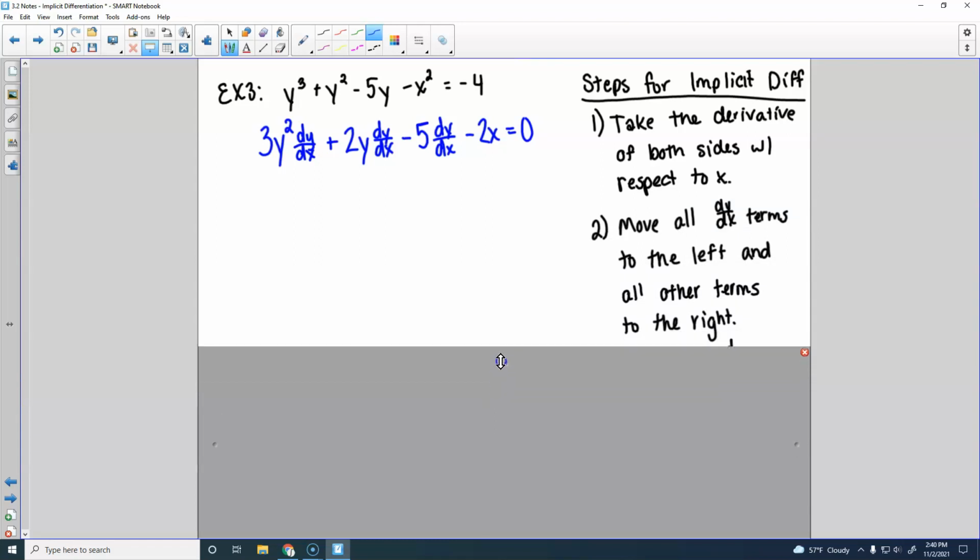Okay, so what we want to do next, we're trying to find the derivative, which is our dy dx, right? So we want to get the dy dx by itself. So the first thing we're going to do is move all the dy dx terms to the left and all the other terms to the right. So the 2x is the only thing that needs to move over here. So we got 3y squared dy dx plus 2y dy dx. Typically I try to put my dy dx on the left.